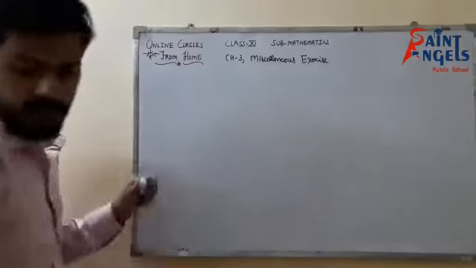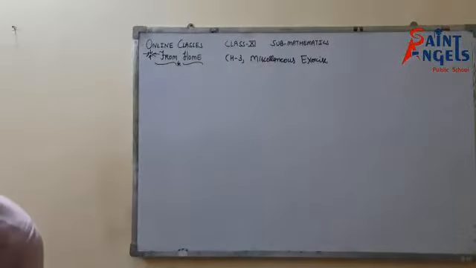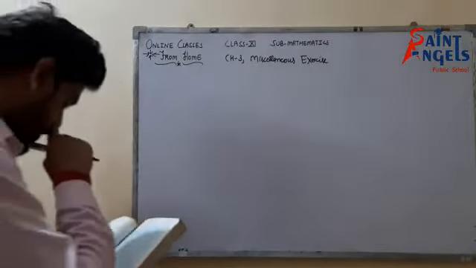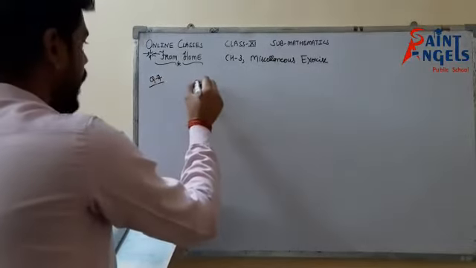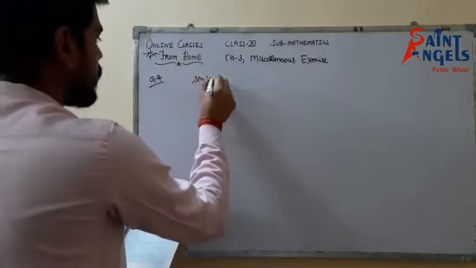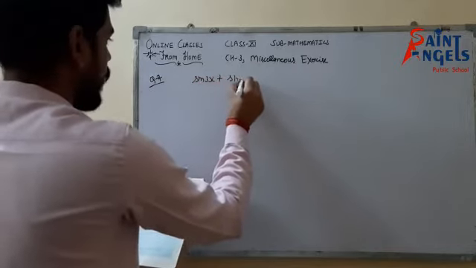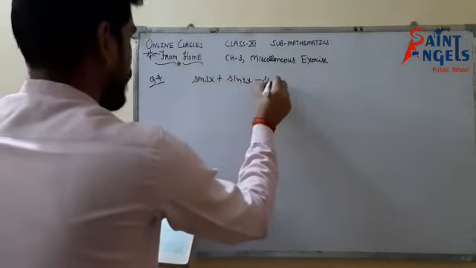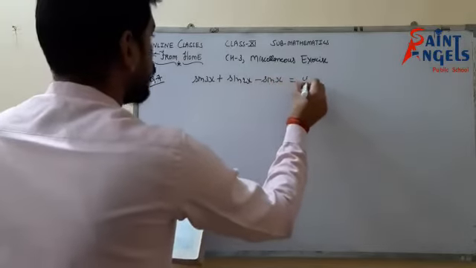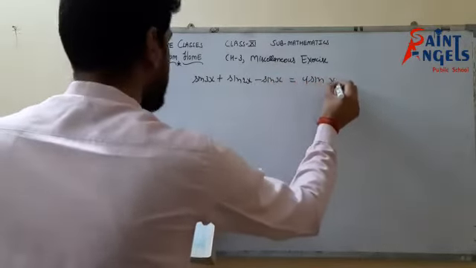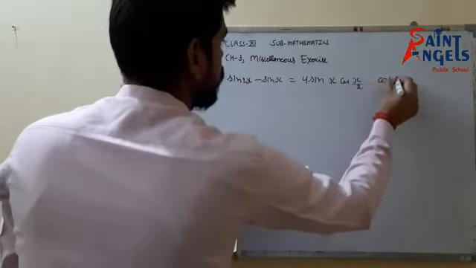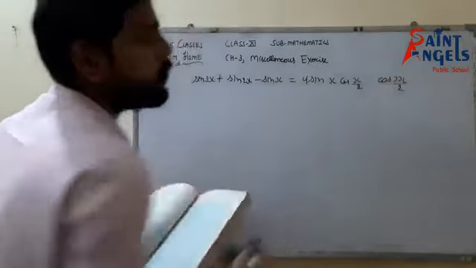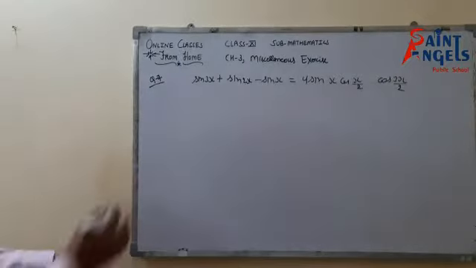Now look at question number 7. Question number 7 says that sin 3x plus sin 2x minus sin x equals 4 sin x cos x/2 cos 3x/2, that we have to prove. Okay, so I am taking LHS.